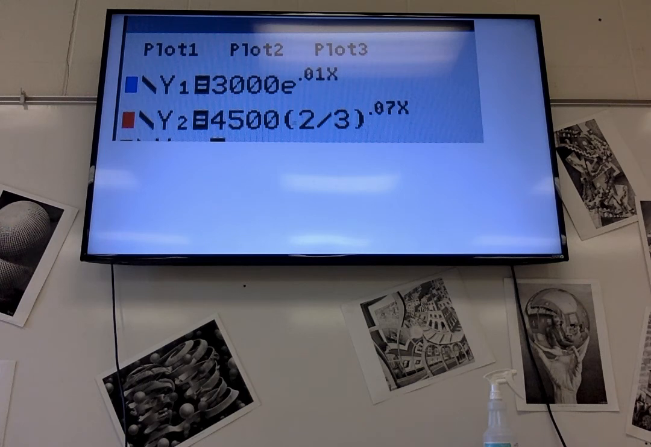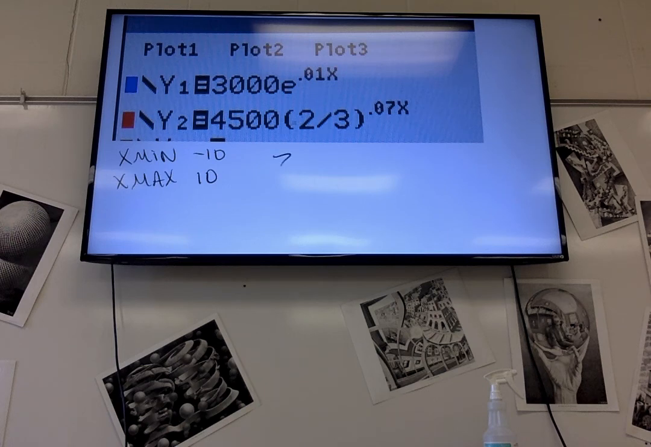And the next thing you're going to do is we got to set our window. So here's how I always start, and then I can change it. We have to set our X's. So I just usually go from -10 to 10 on the X min and the X max. So you go to the window button, which is right next to Y equals, and just set it from -10 to 10.